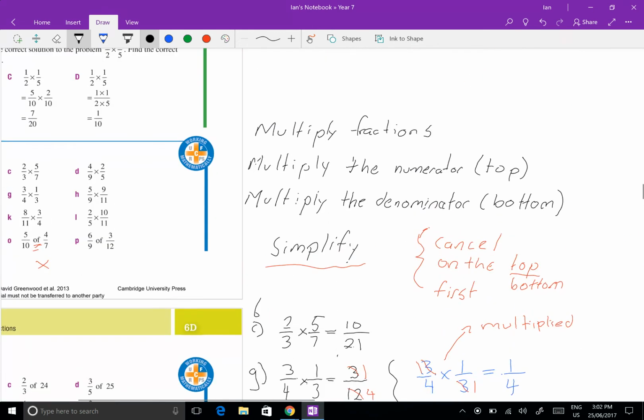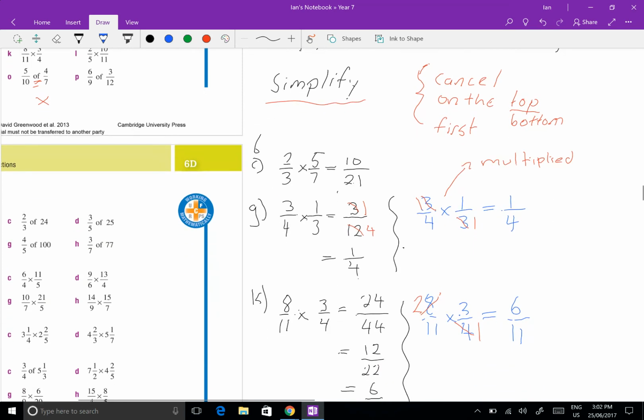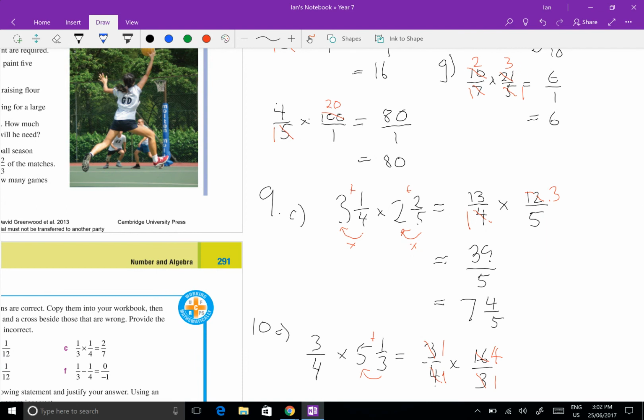So let's look back. What do you do? It's pretty easy. Multiply the top, multiply the bottom, and then simplify. If you're good, you can cancel. You can simplify first. Also remember, if you get a mixed numeral, you've got to make it into an improper fraction. So good luck with those, Year 7.